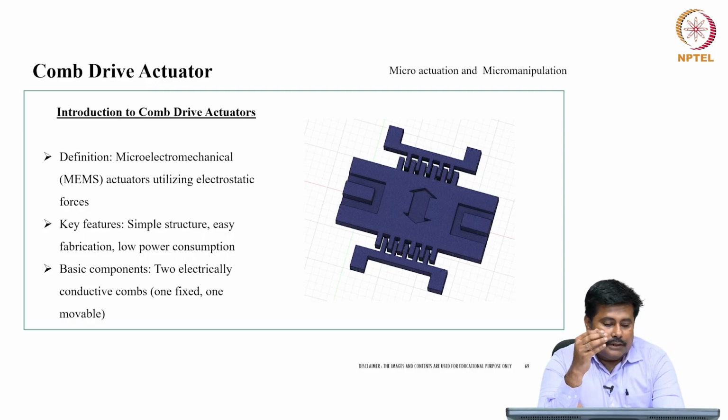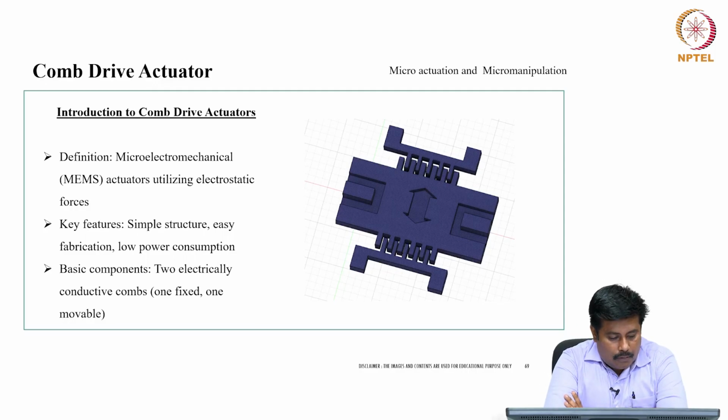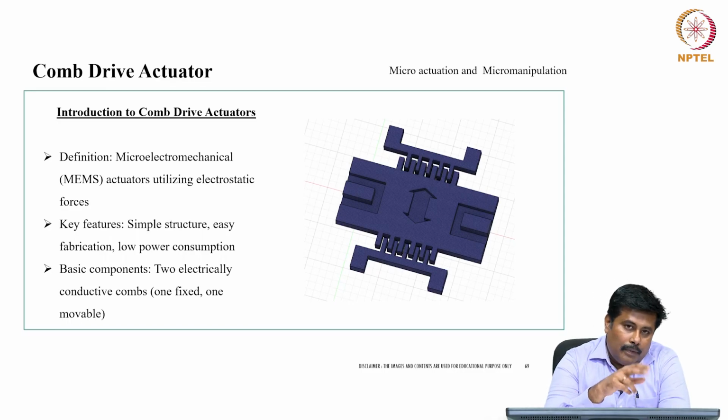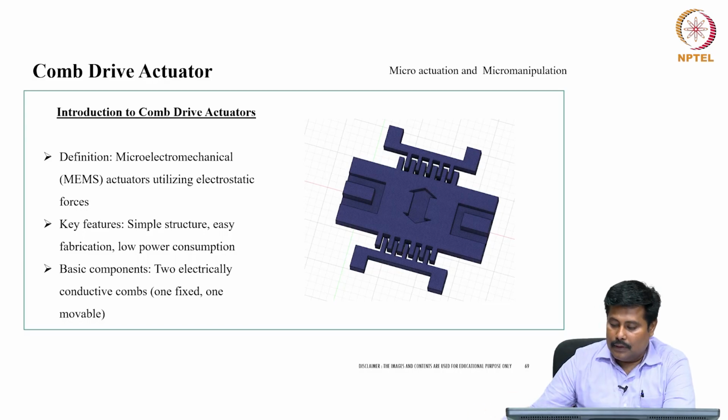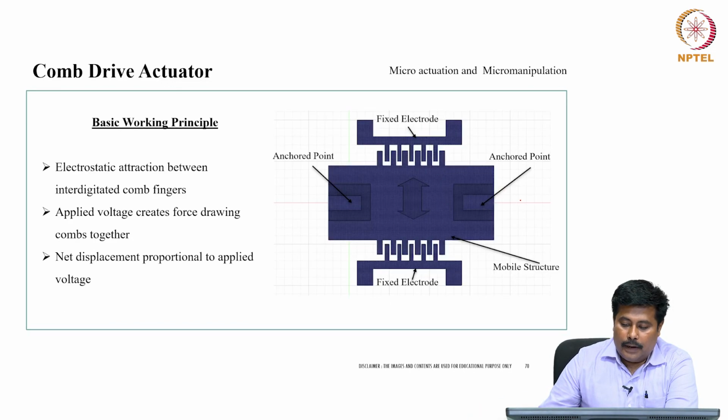The key features of these comb drive actuators include a simple structure, easy fabrication, and low power consumption. It has two basic components: two electrically conductive combs, one fixed and another one movable. Either this might be fixed and this will move in any domain.